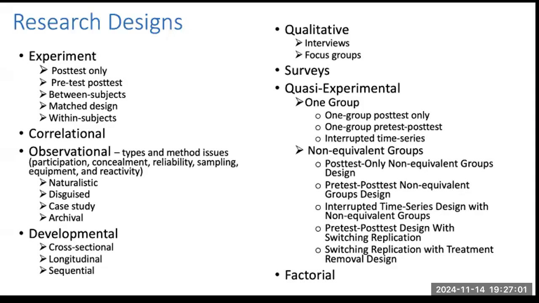For non-equivalent group designs, we have many more different types, right? Post-test only non-equivalent, pre-test post-test non-equivalent, interrupted time series non-equivalent. Then you have the switching replication, and switching replication with treatment removal. So it's really about looking carefully at the boxes, what's happening. How many times is the dependent variable being measured? That's a big clue. What's happening when the interventions are being introduced? Being able to understand that will help you identify it.